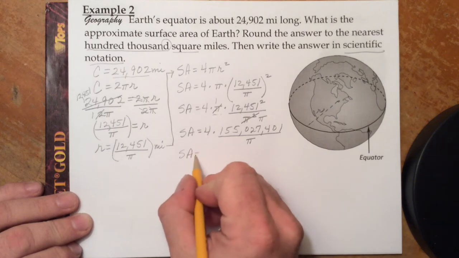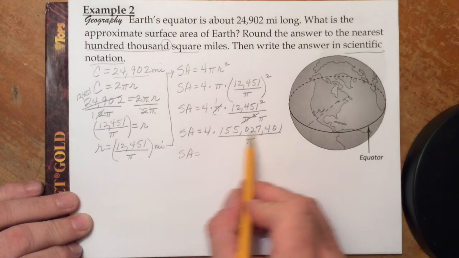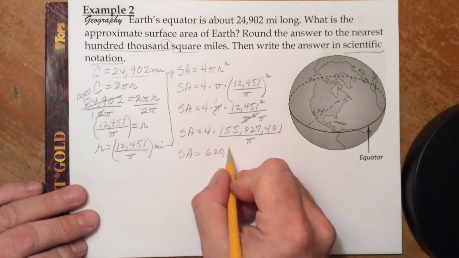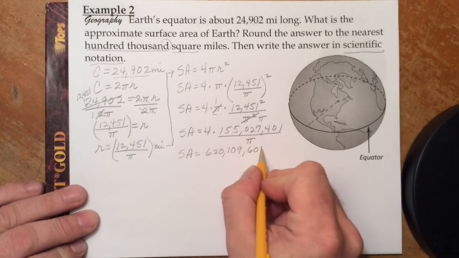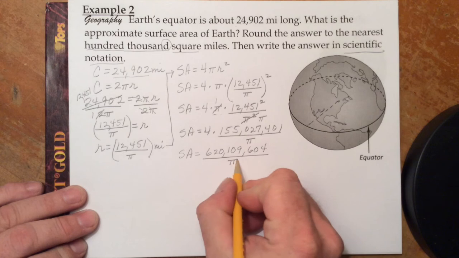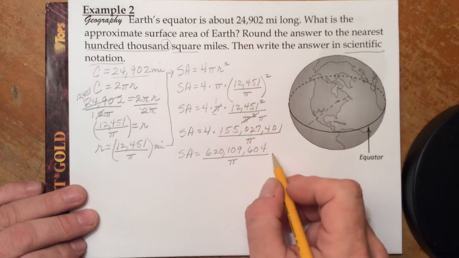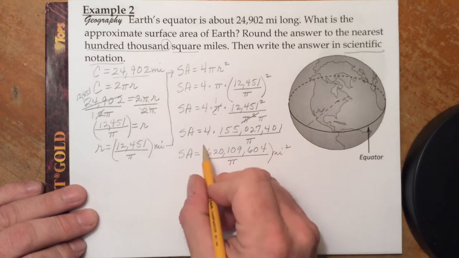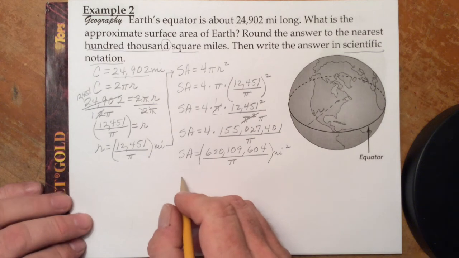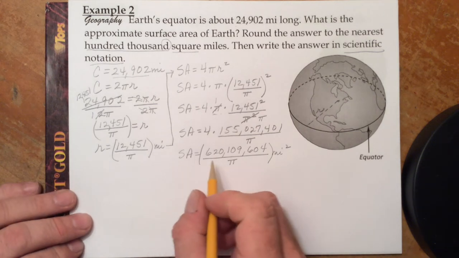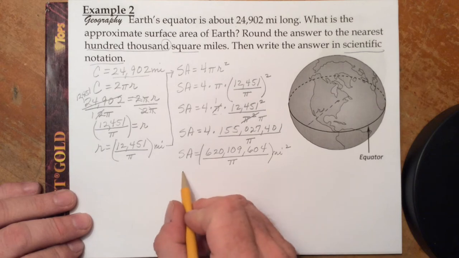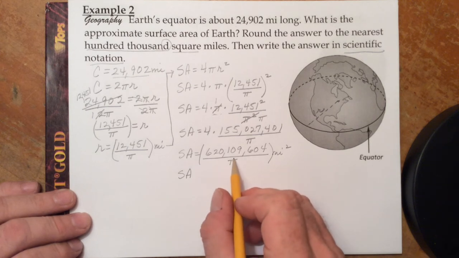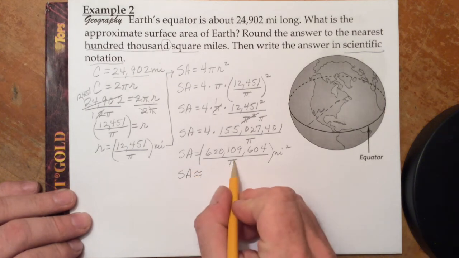Then, the only thing we need to do now is multiply 4 with this large number here. 4 times that number is 620,109,604 over pi. This is the exact surface area in square miles of the Earth's surface. They asked for an approximation first, and they want us to round to the hundred thousands place. So let's go ahead and get an approximation now. This is as far as we can go with pi.